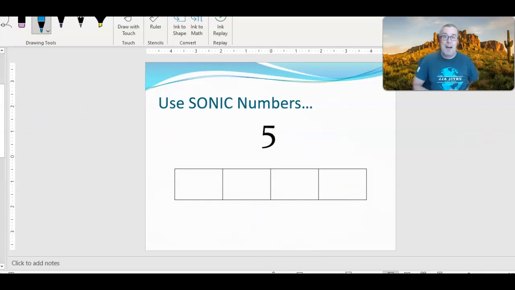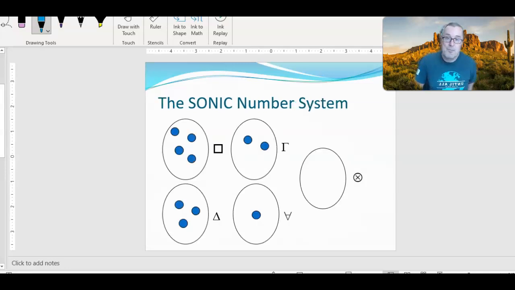What if you had 5 blue dots? How would you use the sonic number system to represent the idea of 5? Notice there's no symbol for 5. There's a symbol for 4, for 3, for 2, for 1, and for 0, but there's no symbol for 5. What would you do to preserve the idea of 5? That is a quantity that's possible, and we need a symbol to represent that.